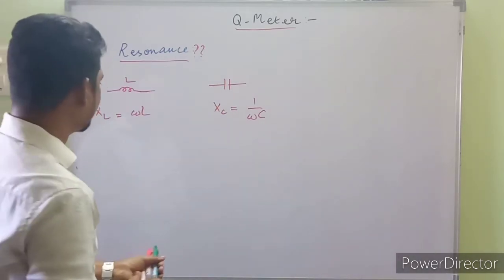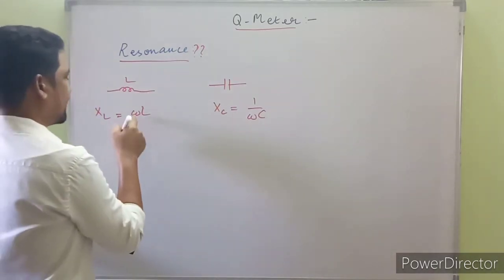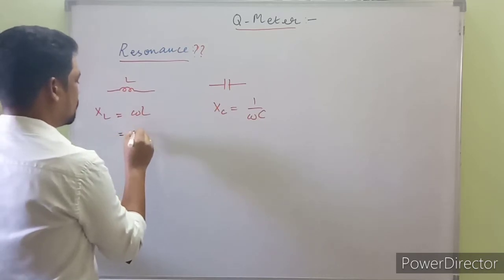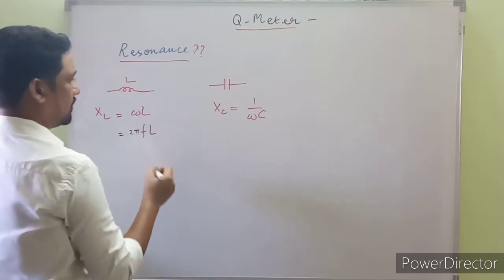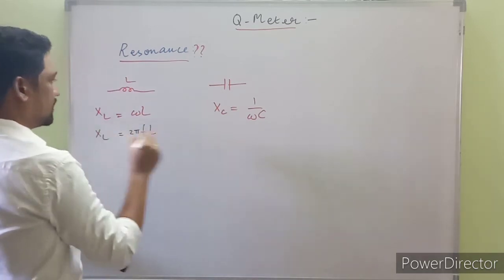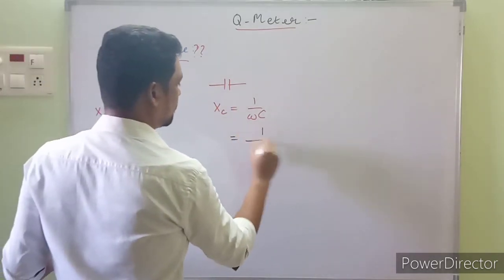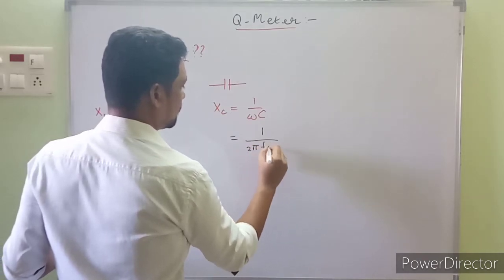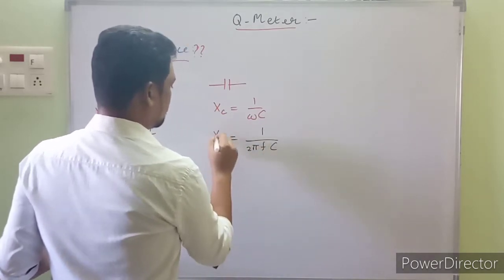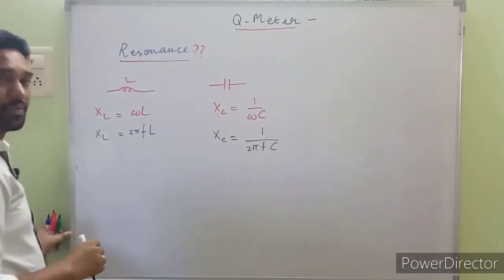More precisely, this omega is in radians, and in hertz it's 2 pi f. So XL equals 2 pi f L. On the other hand, XC equals 1 upon 2 pi f C. See, very basic fundamental knowledge.